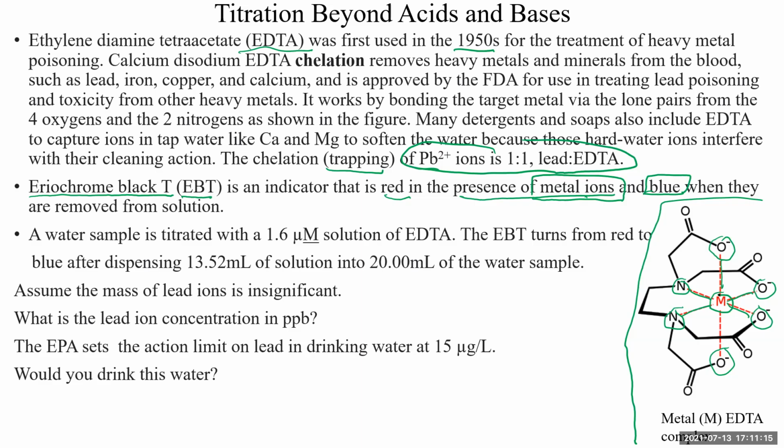A water sample, so this is some random drinking water sample, is titrated with a 1.6 micromolar solution of EDTA, micromolar. You can use metric system prefixes in front of anything you want. In this case, I'm using this prefix in front of the unit molarity, micromolar. What does that mean? That means I have 1/1,000,000th of a mole per liter.